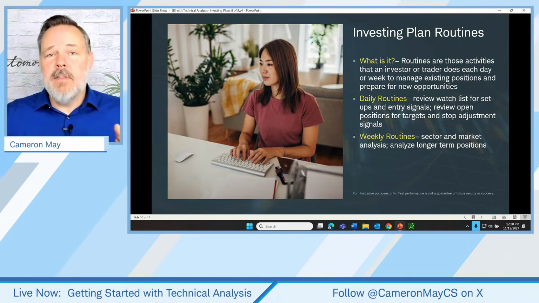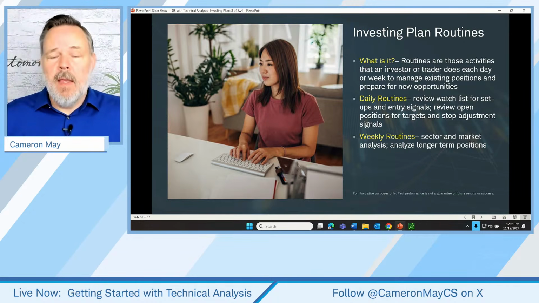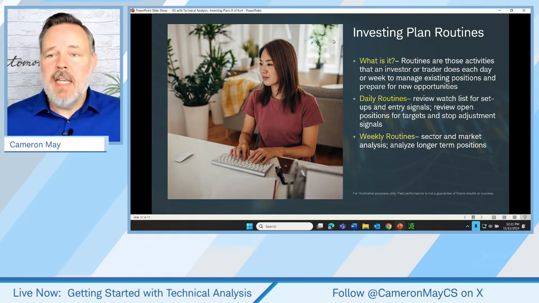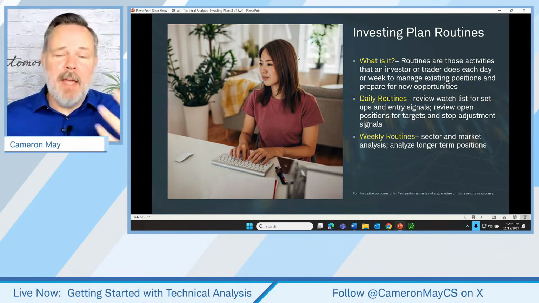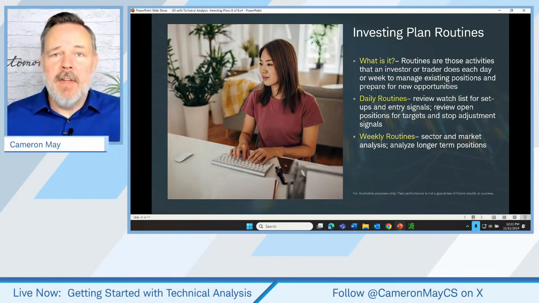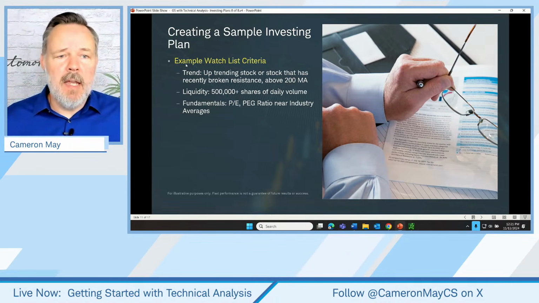Those little things can really only be discovered in hindsight with some experience. And hopefully, they can lead to improvement of an investing plan over time. So those routines can be really vital elements. So I want to start to implement. We've now discussed the 5 typical characteristics of an investing plan. Let's create a sample investing plan, starting with our example watch list criteria.